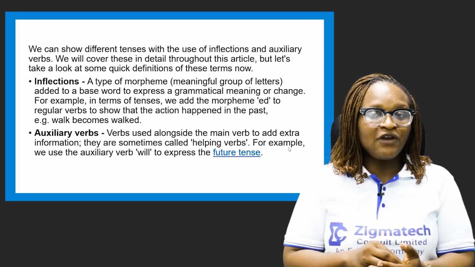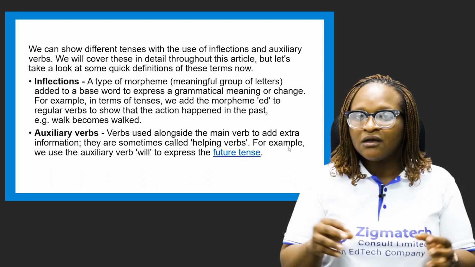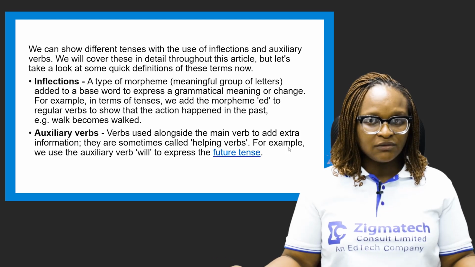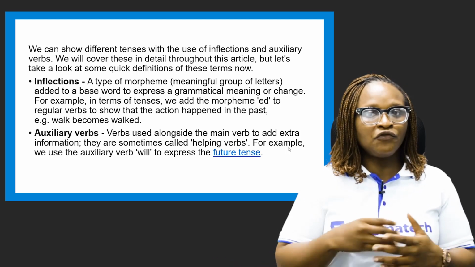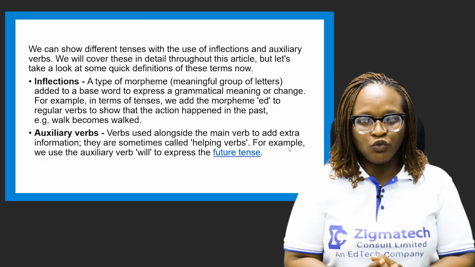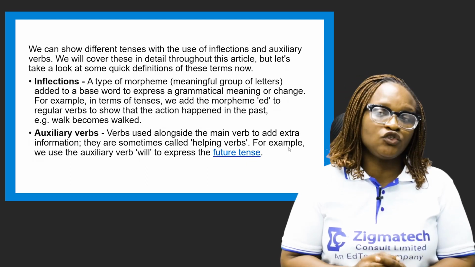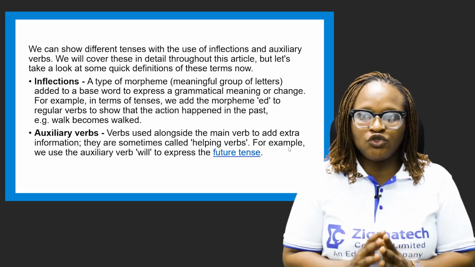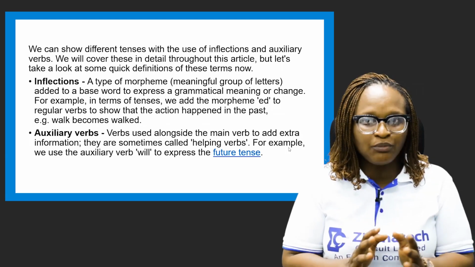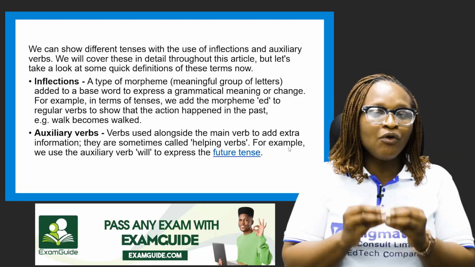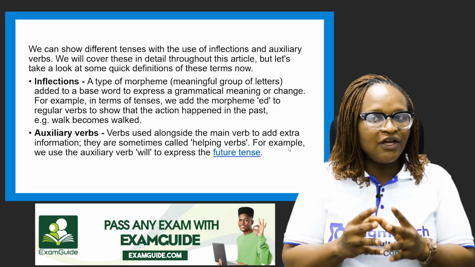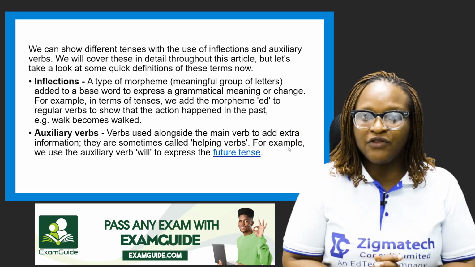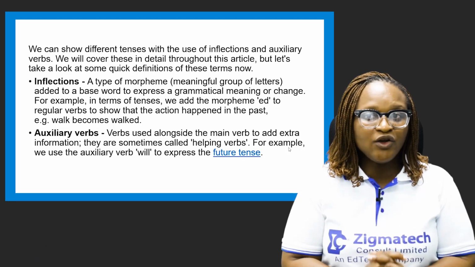So inflections are needed in tenses. Why? Because they help us to form the past form of a word, or they can help us to form the participle of a word. When we talk about inflections, we refer to a type of morpheme. We say that they are added to a base word to express a grammatical meaning or change. For example, in terms of tenses, we add the morpheme ed to regular verbs to show that the action happened in the past. It must not be ed, it can be d, depending on the verb.